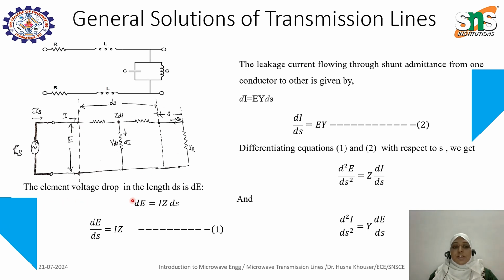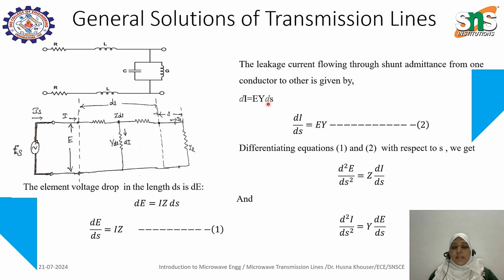The element voltage drop over the length ds is dE, that is, dE is equal to Iz into ds. Now we differentiate this equation with respect to ds, so dE by ds is equal to Iz. Now what is the amount of leakage of this current in the shunt capacitance? That is the shunt admittance from one conductor to the other conductor, given by dI is equal to Ey into ds. So dI by ds is equal to Ey.